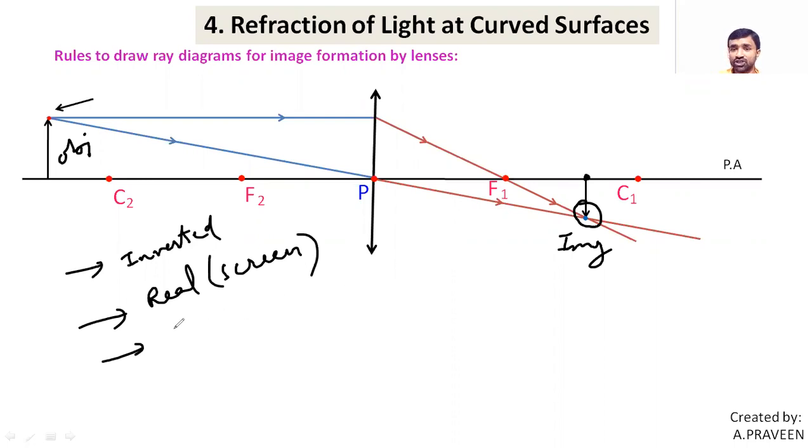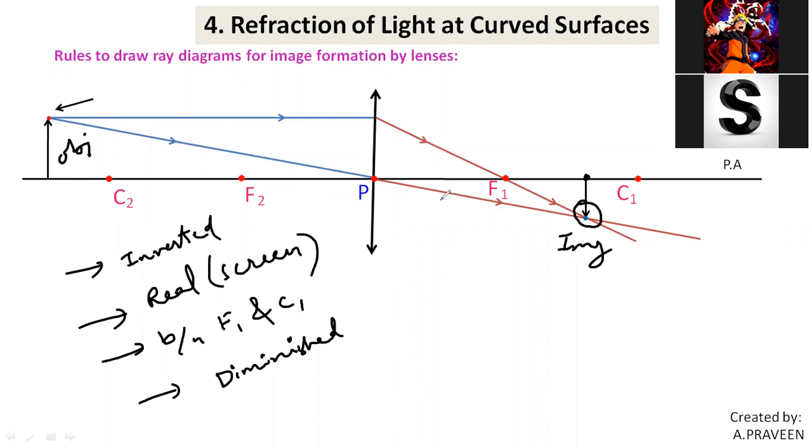Then what is its position? Between F1 and C1. What is its size? Smaller than the object, so diminished. Like this, we are predicting the characteristics of the image. Is it clear, everyone?